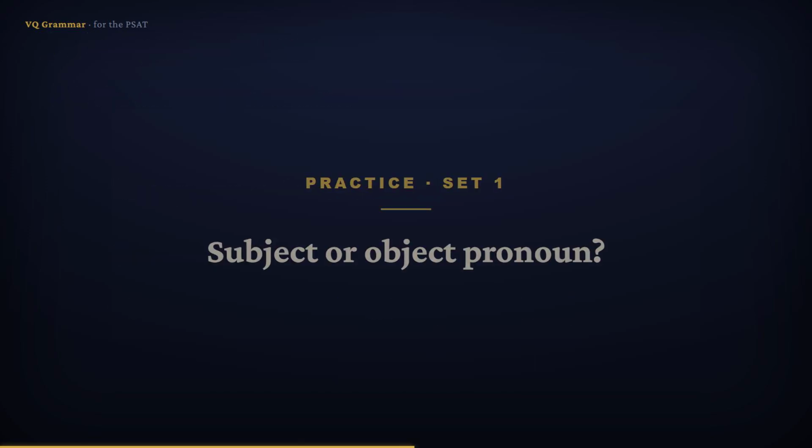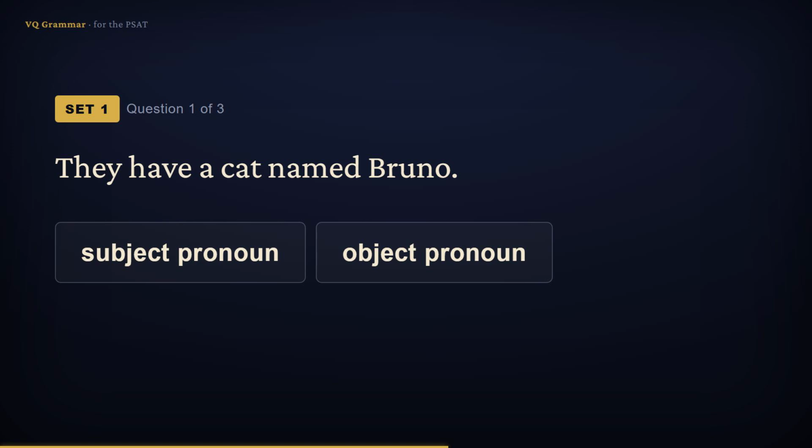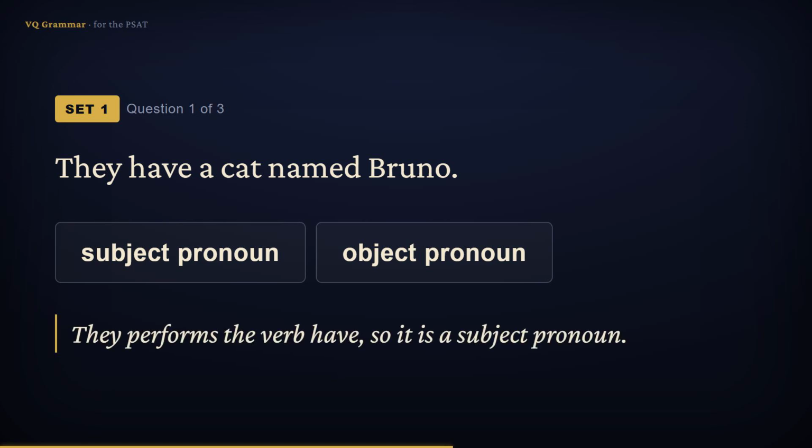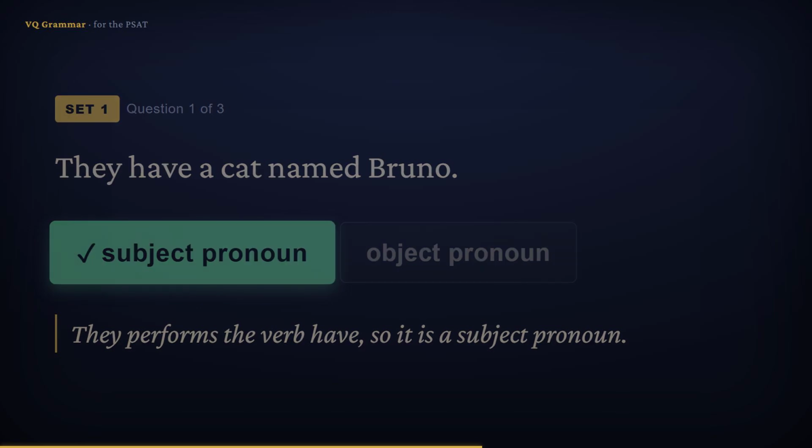Let's try a few. In this first set, look at the pronoun in each sentence and decide. Is it a subject pronoun, the doer, or an object pronoun, the receiver? Pause and try each one before I answer. They have a cat named Bruno. Look at they. Is it doing the action or receiving it? They is the one that has the cat, the doer of the verb have. That makes it a subject form. So the answer is subject pronoun.